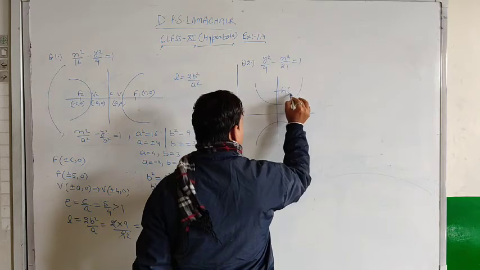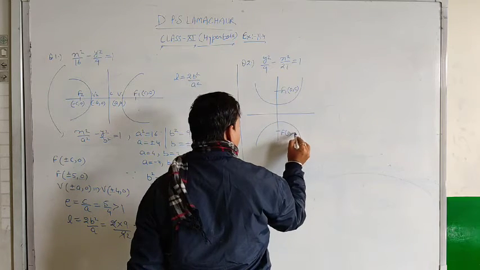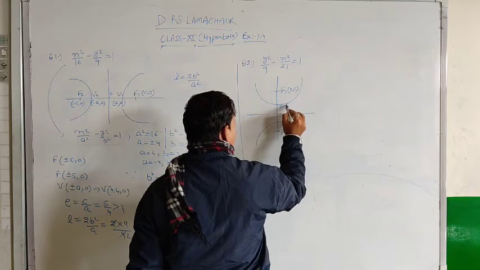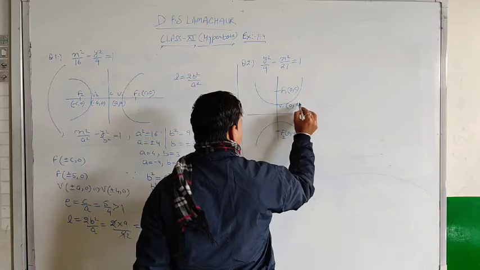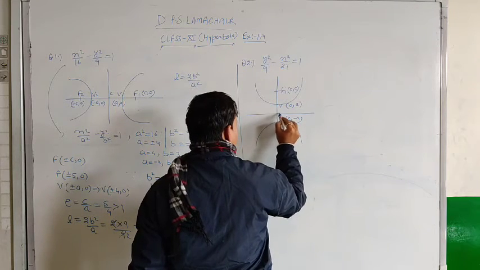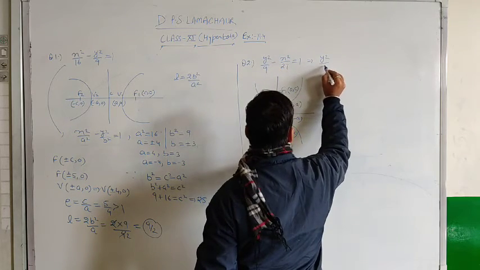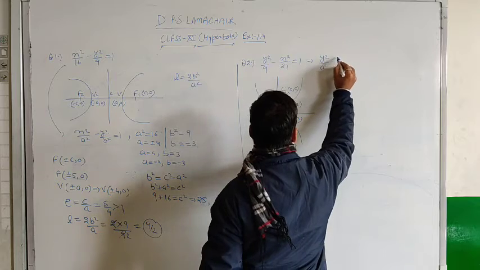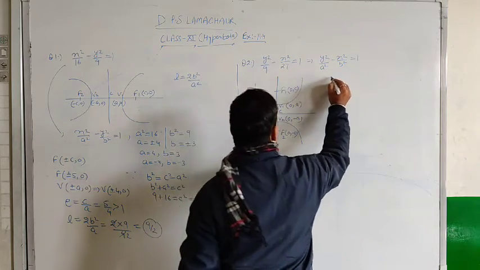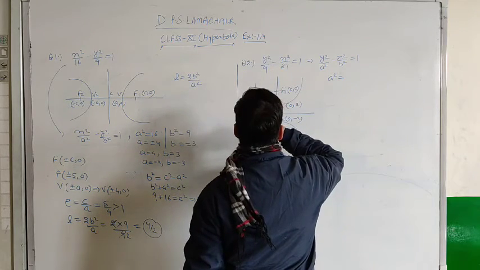Here focus F1 having coordinate 0 comma c, and here another focus having coordinate 0 comma minus c. This will be F1, this will be F2 of course. This is V1 having coordinate 0 comma a. This is the second vertex having coordinate 0 comma minus a, and this is center C. So on comparing this one with y square upon a square minus x square upon b square is equal to 1, what do we get?